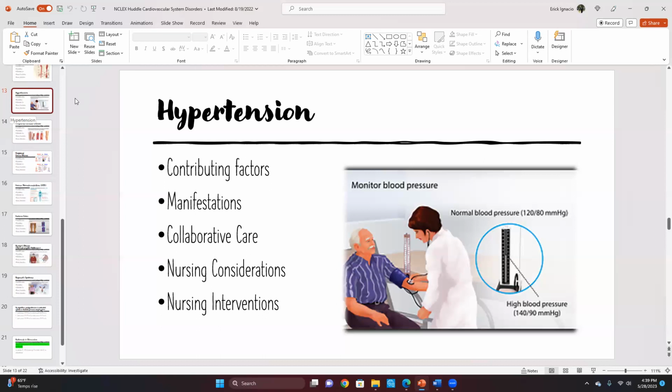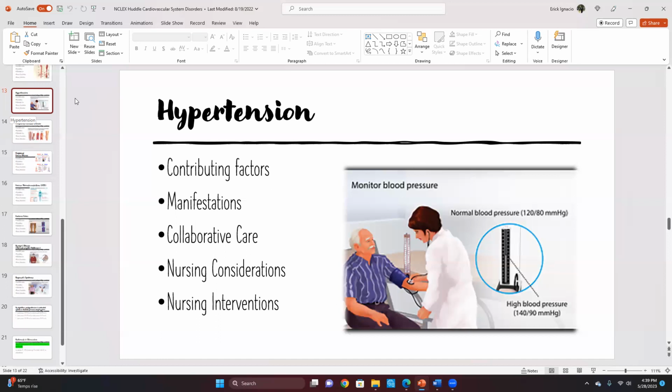Now, the patient may also be prescribed potassium-sparing diuretics like spironolactone, and beta blockers may be prescribed like propranolol, atenolol, metoprolol. Remember, your beta blockers can be very dangerous and contraindicated for your patients who have asthma because they can cause bronchospasms, okay?